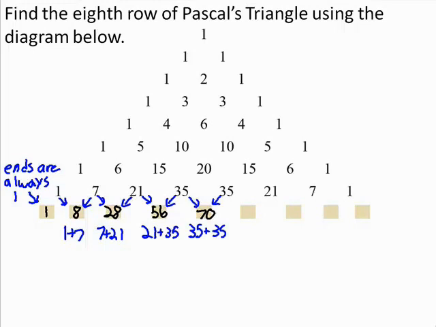The right half of the triangle mirrors the left half. So after 70, you have 56, then 28, then 8, then 1. The 8th row of Pascal's triangle is 1, 8, 28, 56, 70, 56, 28, 8, 1.